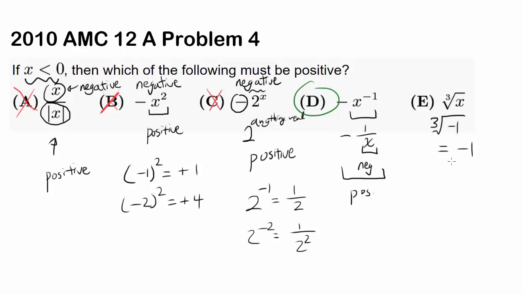And if the cube root of a negative value was positive, then you're saying positive times positive times positive somehow got you negative, but that's not going to work. You need negative times negative times negative to get negative, so that's wrong. So the cube root of a negative value is negative, so it's not E. So our answer is D.